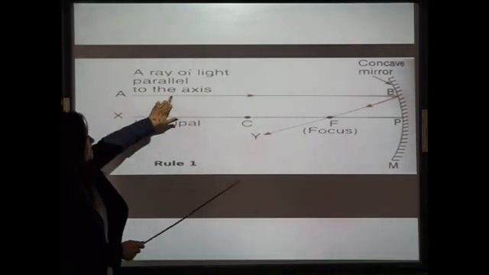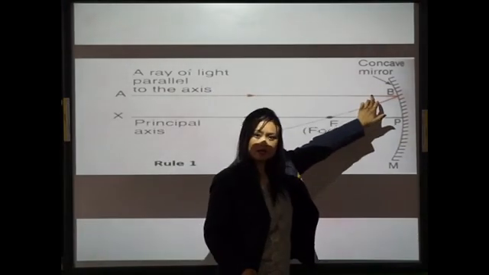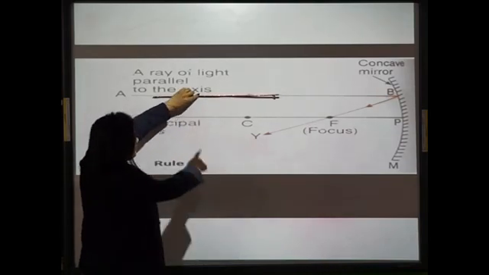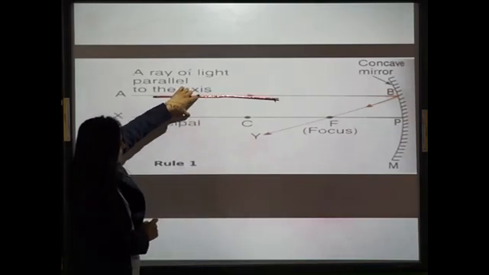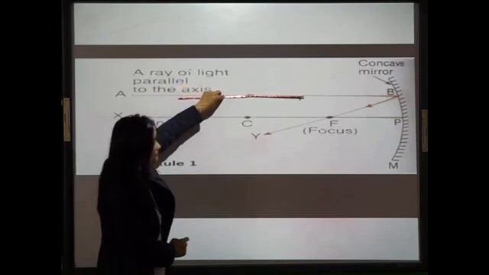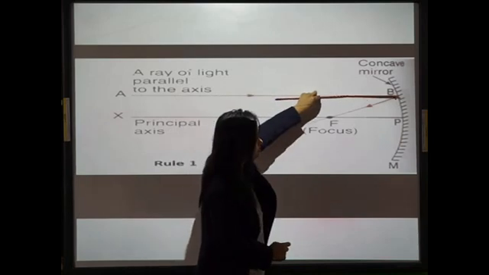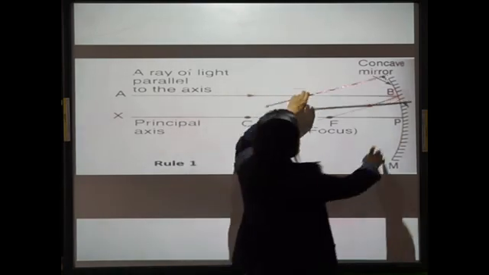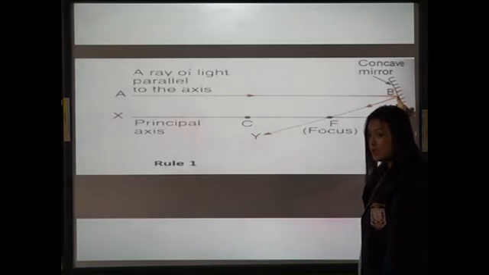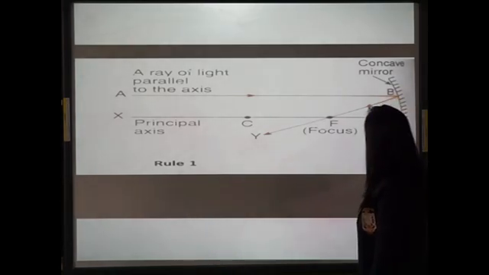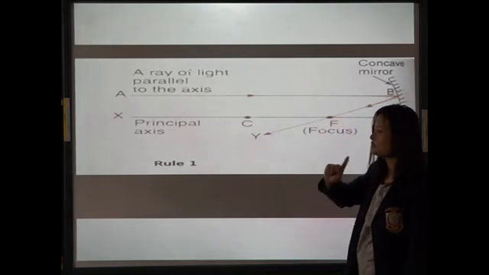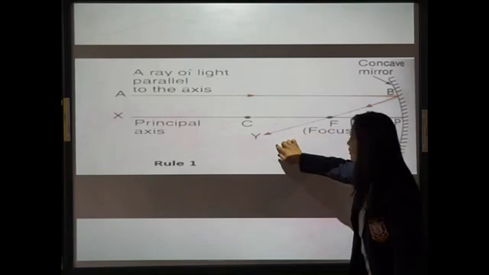The red line is your incident ray. Now this is parallel to the principal axis. This is your principal axis, so this line is parallel to the principal axis. When it strikes the mirror, what will happen? After striking the reflecting surface of the mirror, it will reflect back. And when it reflects back, the reflected ray will pass through the focus.